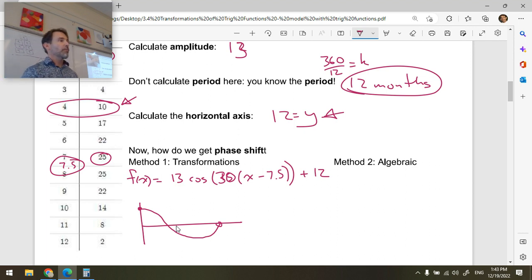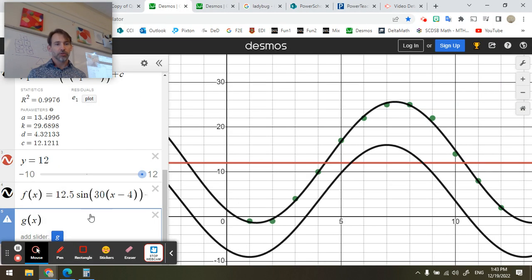So I'm taking this and applying a transformation to move it over there so that the maximum falls between July and August. And let's take a look at what that looks like in Desmos.